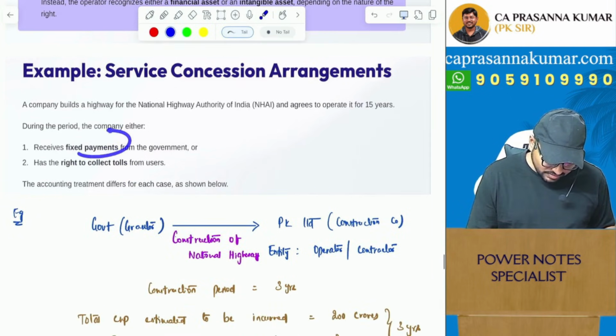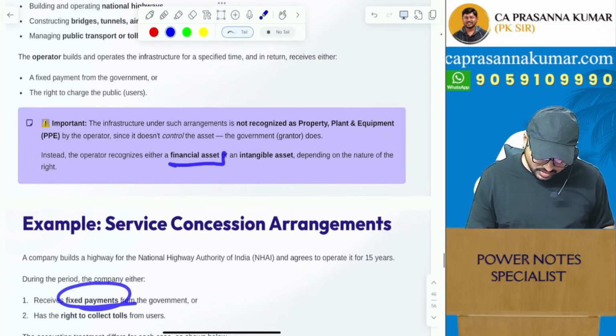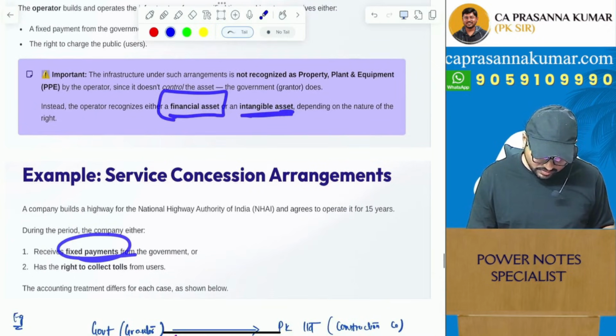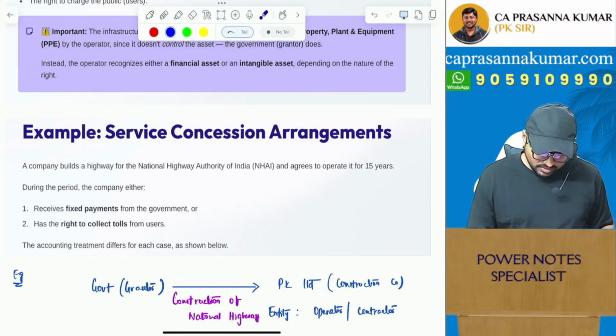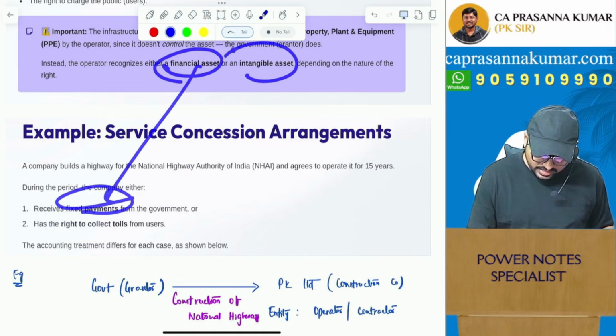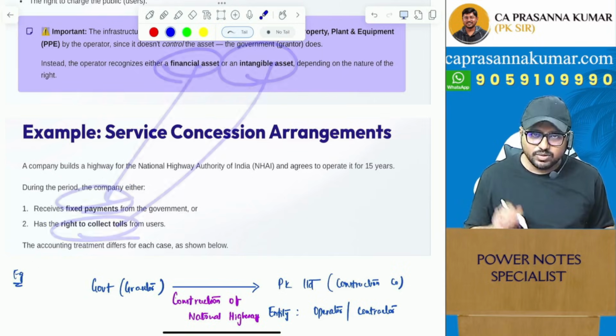First we will see the fixed payment scenario. That's what we have seen. Financial asset and intangible asset. Financial asset in case of fixed payment. Intangible asset in case of right to collect tolls. That we will be seeing now.